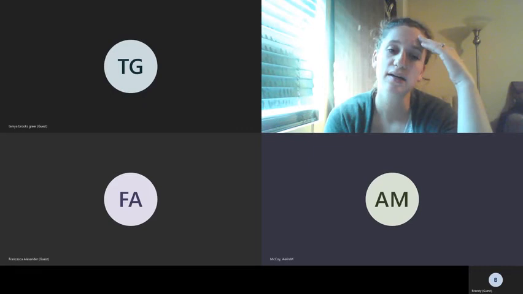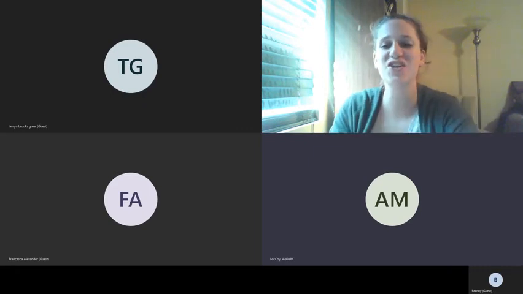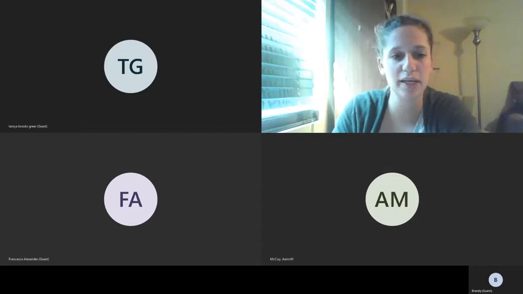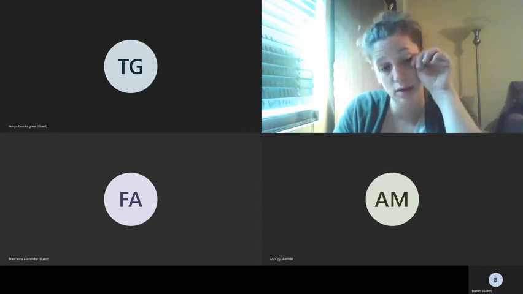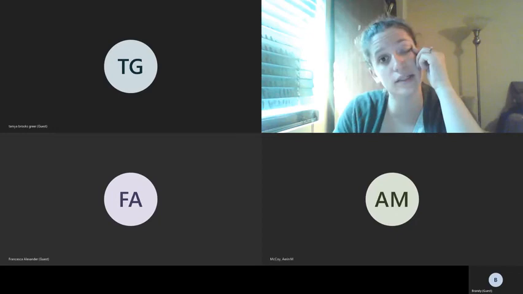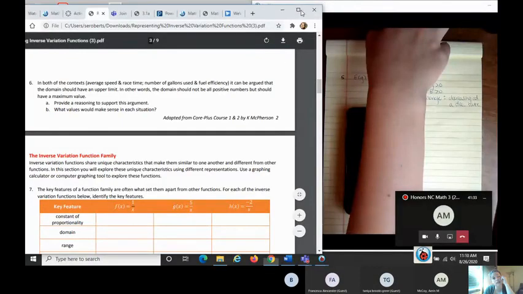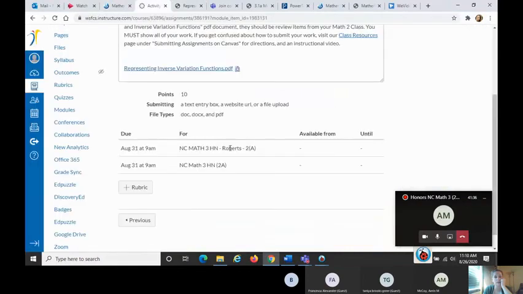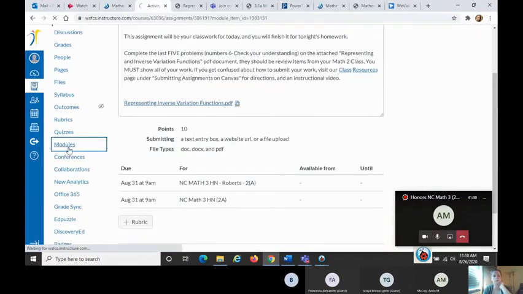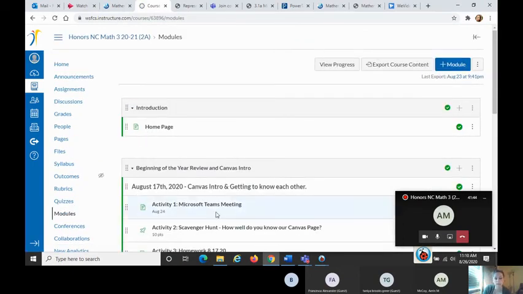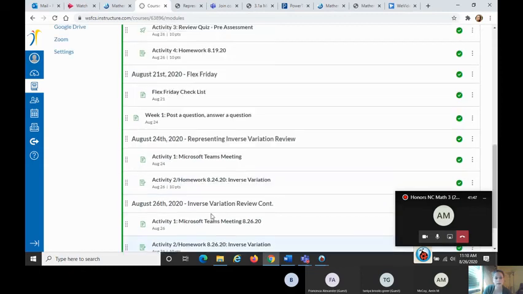Where do we go to find that again? I forgot. Yeah, I'll show you real quick. So let me share this page. Okay, so, there we go. If you go to modules on our Canvas page and scroll down, I should put it somewhere else so that you guys can see it. But it's right here, it's above August 24th. And you just click on that.